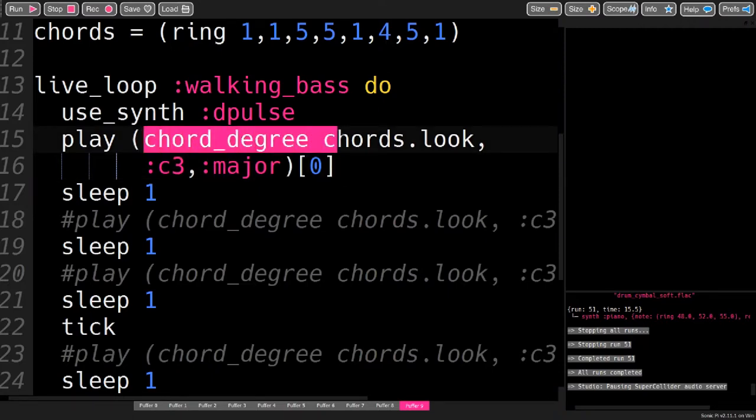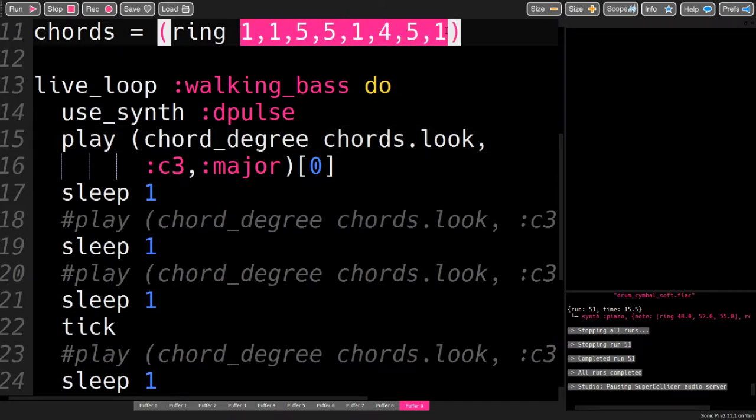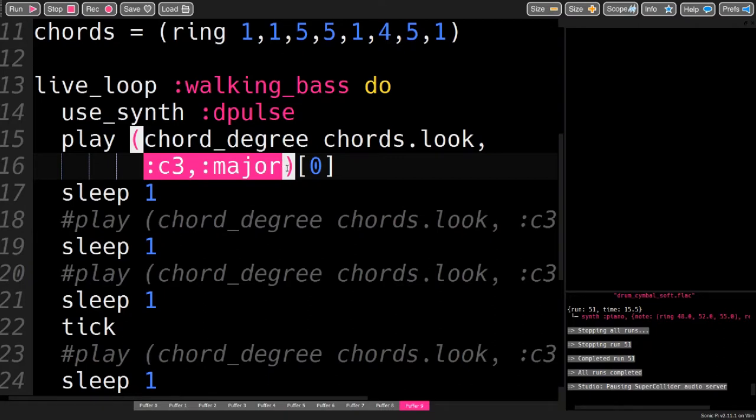You take the chord degree function, give it the degree that is saved in this ring, and then this is the key we are in. And by default, this creates a ring of four notes, and the index 0 is the root.